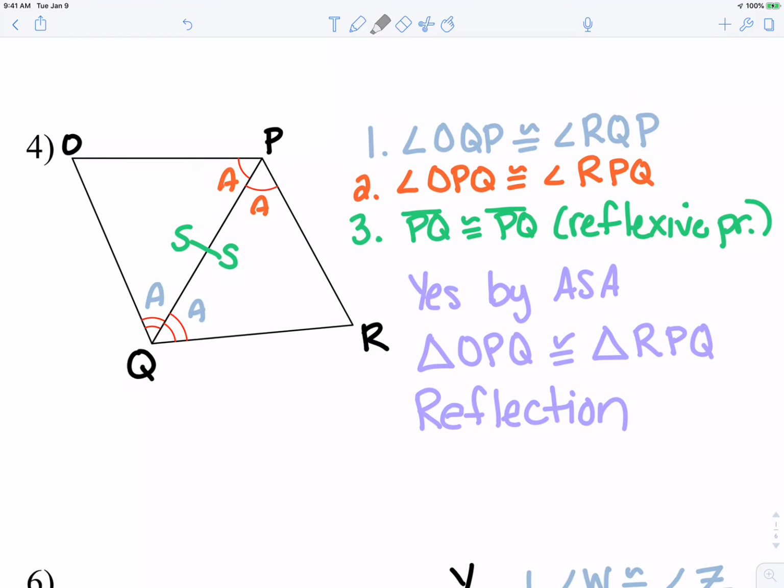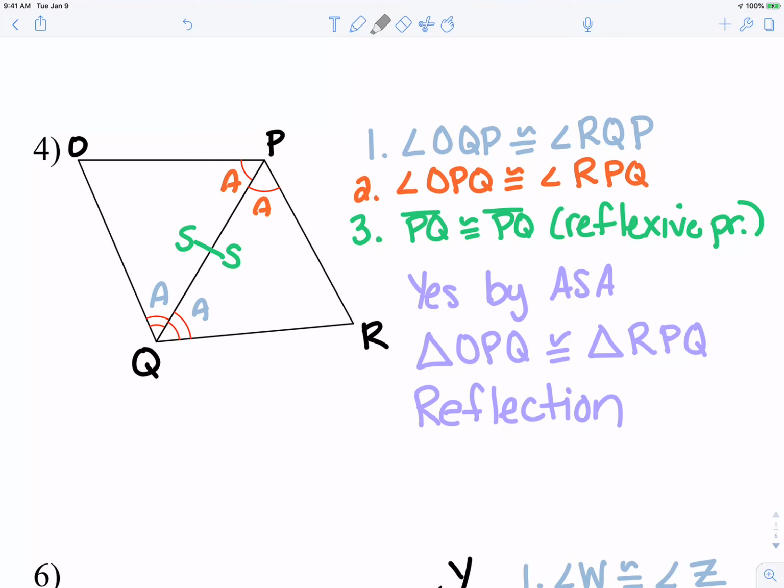Number 4. Angles OQP and RQP are congruent. Then we have the orange angles at P that are congruent. Then we have the shared side in the middle here. PQ is congruent to itself by the reflexive property. Don't forget to put a reason when you're marking it yourself. So now by angle, side, angle, we can say that triangle OPQ is congruent to triangle RPQ, and that's a reflection.